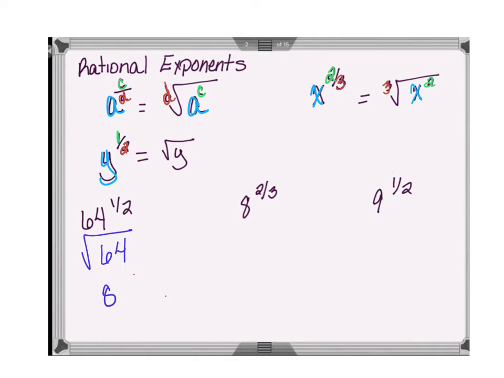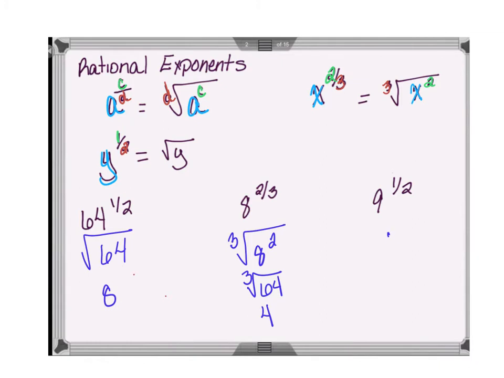Okay? Now, 8 to the 2/3. That means inside the radical, I'm going to have 8 to the 2nd power, or 8 squared. Then I'm going to take the cubed root of that. 8 squared is 64, just 8 times 8. And the cubed root of that is 4, because 4 times 4 times 4 is 64. So 8 to the 2/3 power is 4.